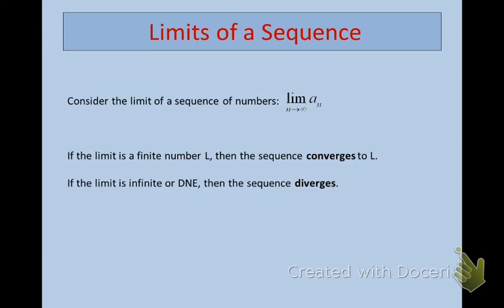And so we have special terms for sequences that do these things. If the limit is a finite number, so if you can actually say the limit of this sequence is 0, or the limit of this sequence is 2, so you can actually pinpoint where that sequence is going to, then you call it convergent. It converges to that number. If, however, the limit is infinite or does not exist, then you would say that the sequence diverges.